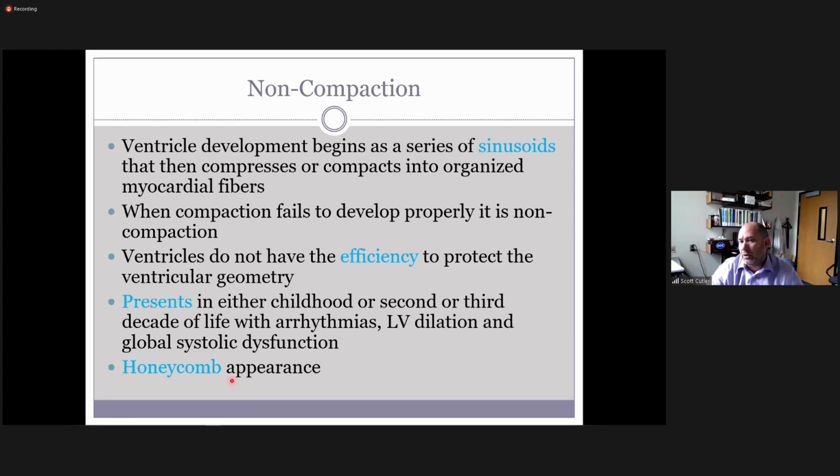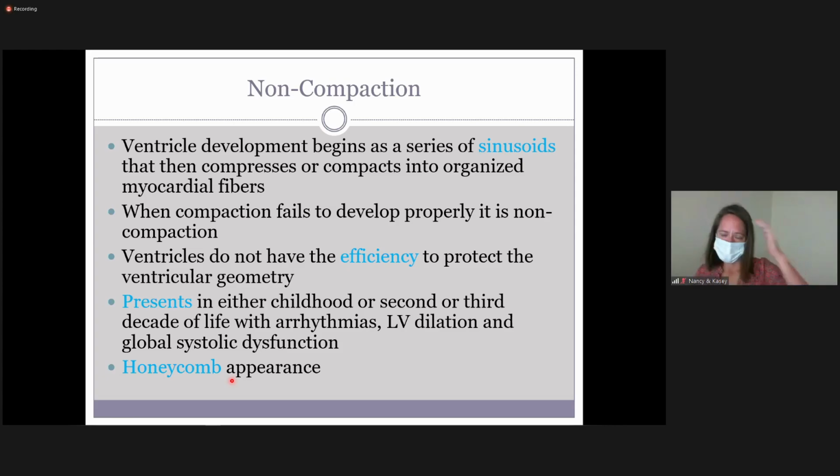That is another example of a developmental process where the valve leaflets peel off the walls and become the valve leaflets during development. What happened is it never peeled off the way it's supposed to, again a delay in the developmental process that created that issue. So when those trabeculations fail to compact, that's when we get non-compaction.